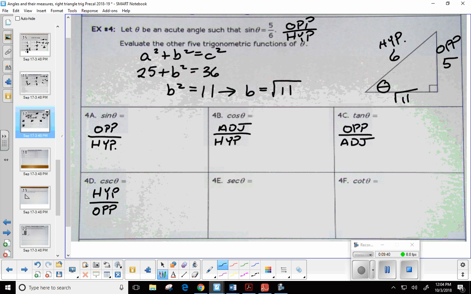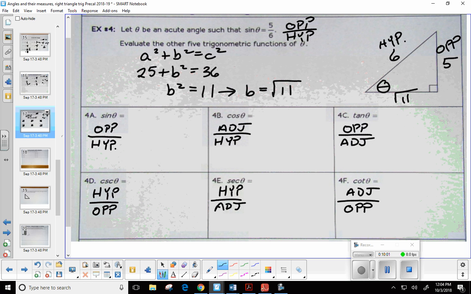That's hypotenuse over adjacent. It's the reciprocal of cosine. So adjacent, we just said it, and I was writing it wrong. Hypotenuse over adjacent. And our last one here, cotangent, is the reciprocal of tangent. So it is adjacent over the opposite.